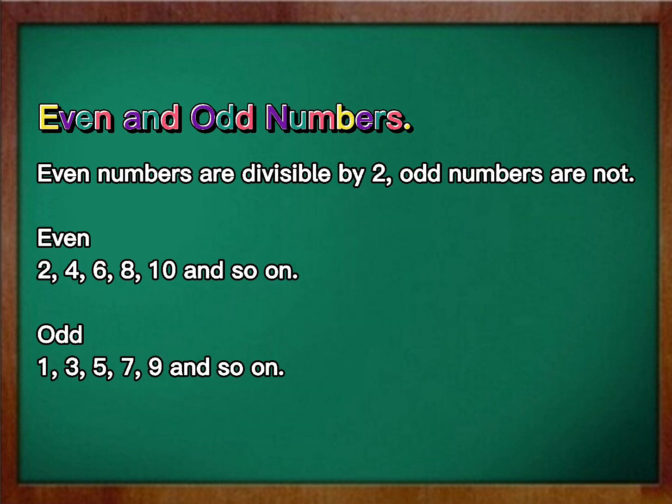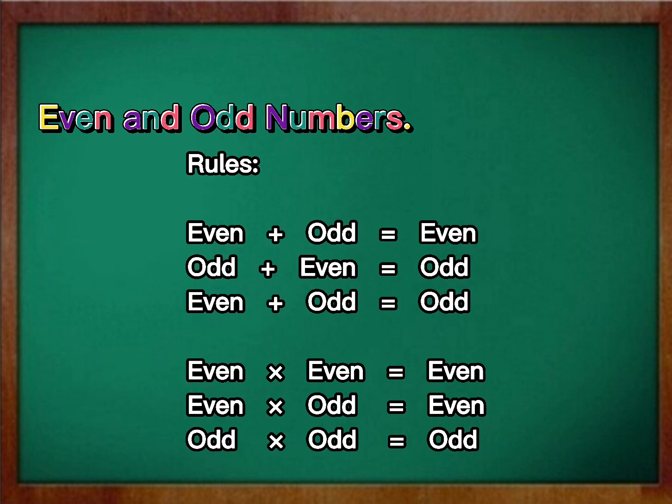Even numbers and odd numbers. Even numbers are integers exactly divisible by 2, while odd numbers are those not divisible by 2. Some of the even numbers are 2, 4, 6, and 8. Some of the odd numbers are 1, 3, 5, and 7. To determine whether a sum, difference, or product is even or odd, you may pick numbers, plug in, and check the result. You may refer to the following rules.